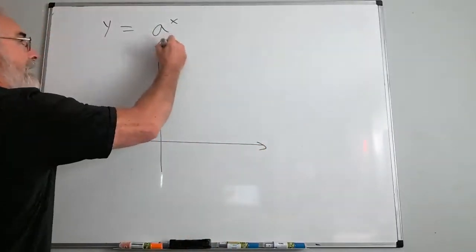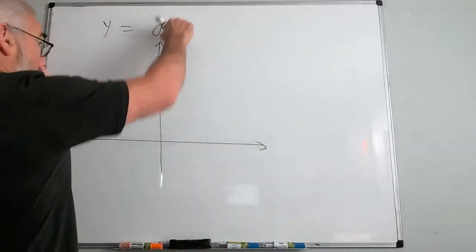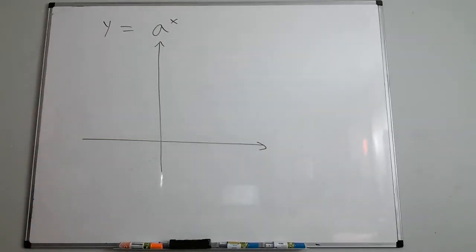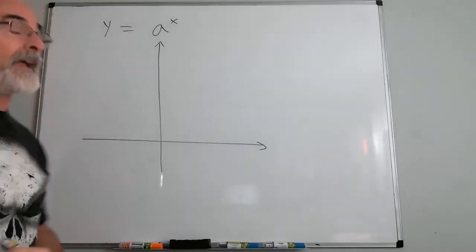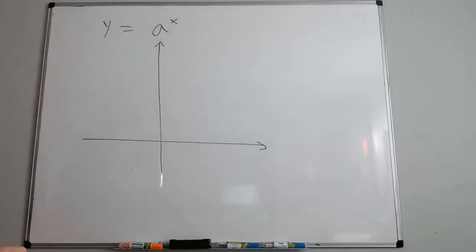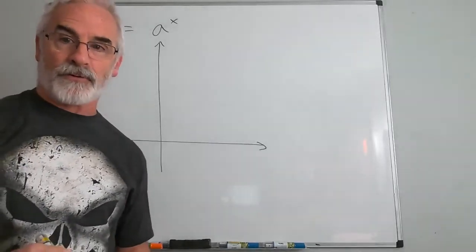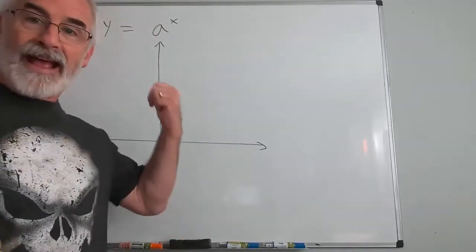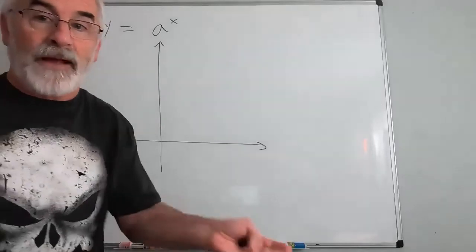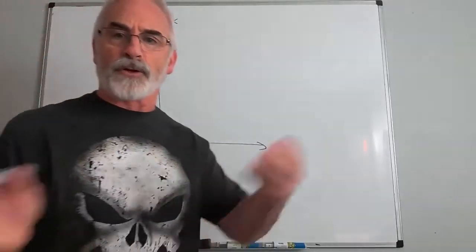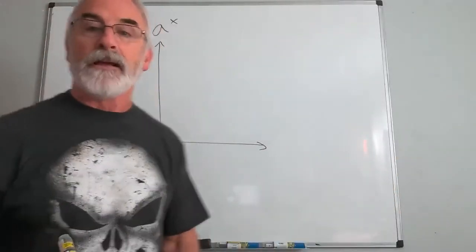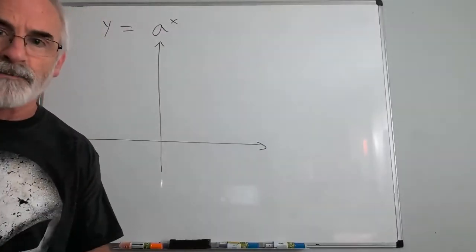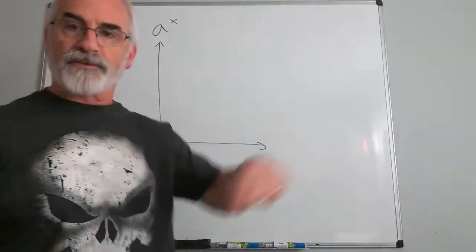A is the base, A is a constant, X of course is the variable. Now there's two possibilities for A. A can be greater than 1 or A can be between 0 and 1. A cannot be 0, A cannot be negative. That would be a problem. So A has to be a positive number. It has no meaning mathematically. If A was negative, then all your output would be imaginary. Okay, so A can't be 1 because 1 to the X would just be a horizontal line.